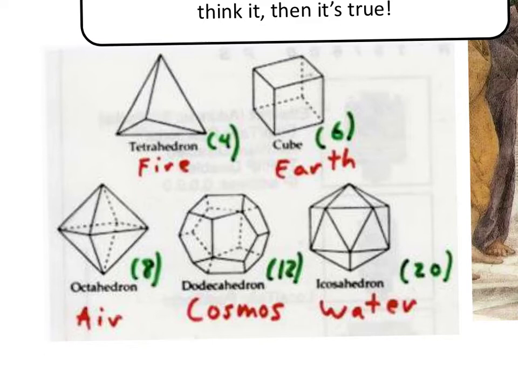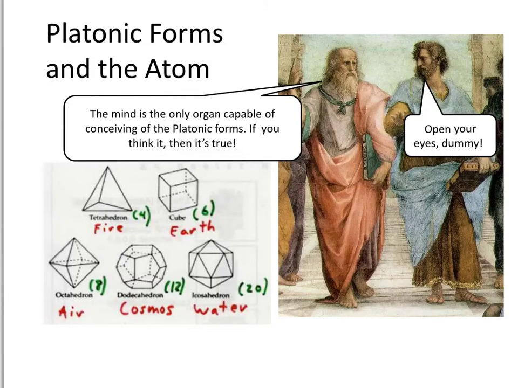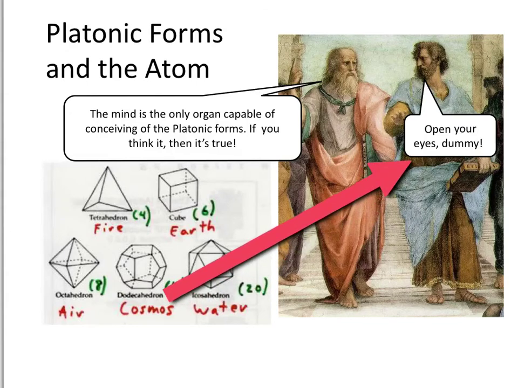For example, he thought that fire might have a very sharply shaped atom that would cause it to burn you when it touched you, or that an atom of earth would be shaped perfectly for building things such as bricks and houses. I think it's a kind of clever idea, but even back in those days, students were unruly. This guy was Plato's student.